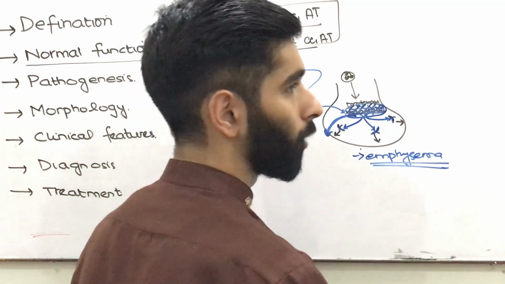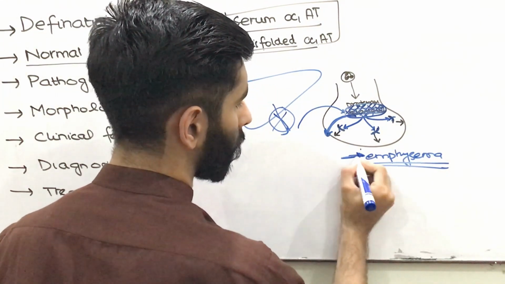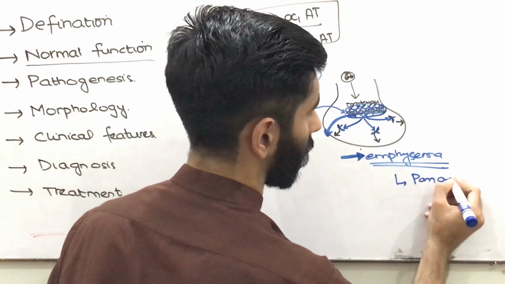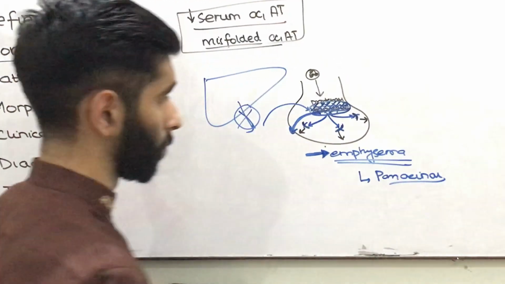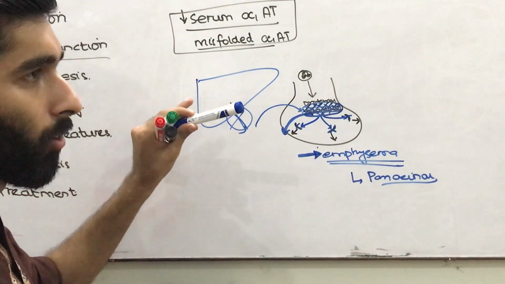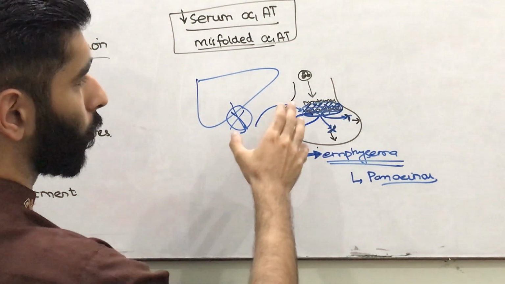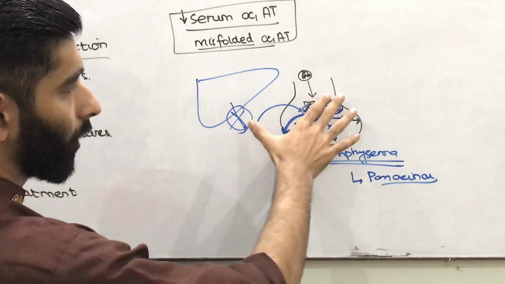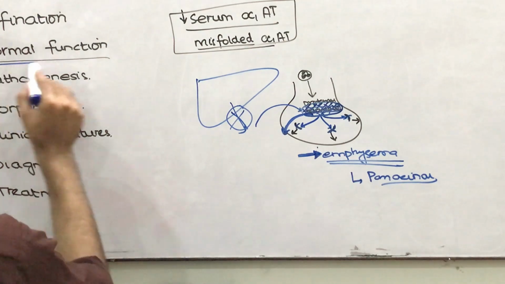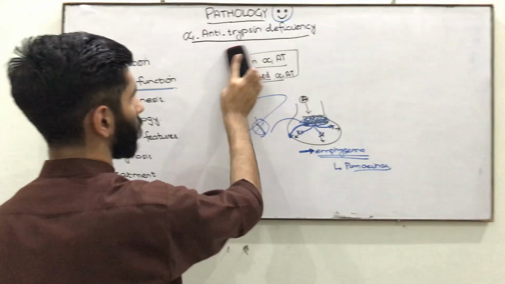We will discuss emphysema in another lecture, with complete pathogenesis, clinical features, everything about emphysema. In this case, there is pan-acinar emphysema. So this is the normal function of alpha-1 antitrypsin, and when there is a deficiency, it will not inhibit elastase and there is continuous destruction of the wall of alveoli. So this is the normal function of alpha-1 antitrypsin. Now we will see the pathogenesis of this disease.